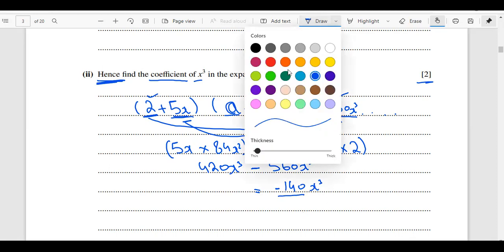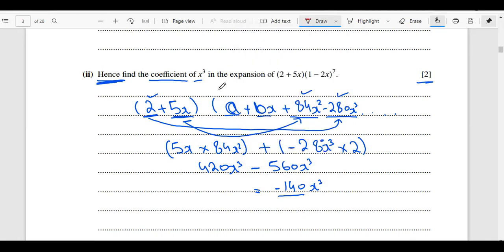I'll repeat this again. Please pay attention. What is happening here? You were asked, hence find the coefficient of x cubed. Hence means you'll be using the previous answer. Okay. So this is what I had in the previous part. I just wrote A and B for the coefficients of the constant term and for the coefficient of x. And I got 84 as the coefficient of x squared and minus 280 for x cubed. Now I know that the expansion of this would be basically the product of this with this, and I'm not interested in all the expansion.